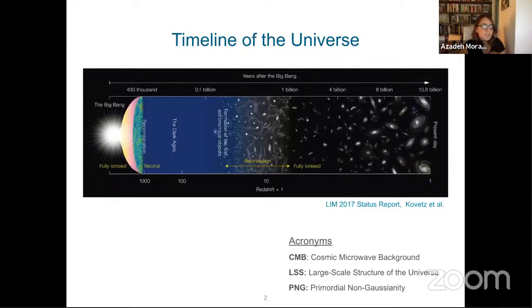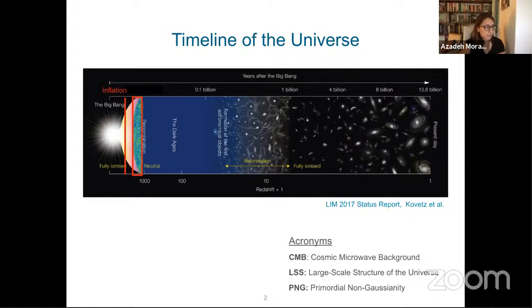Let me start with this picture that we all have seen, just to give you an overview. In the standard paradigm of the early universe, during very early stages we had a phase of accelerated expansion, where the seeds of fluctuations that gave rise to all of the structure in late time were set by quantum fluctuations of the inflaton field.